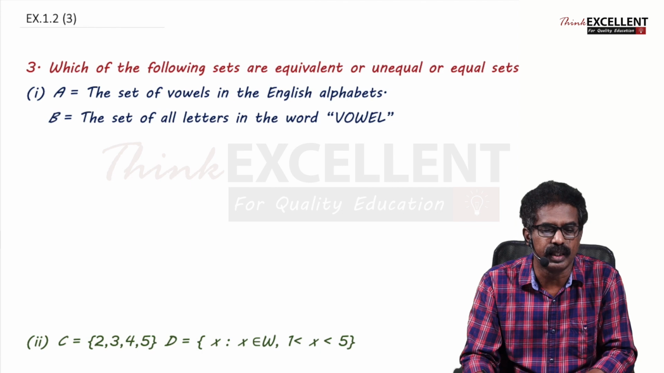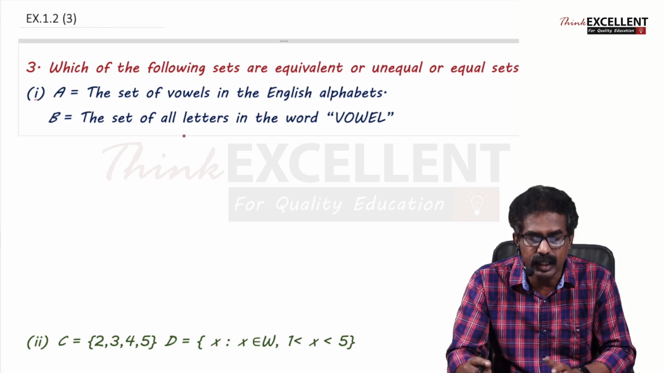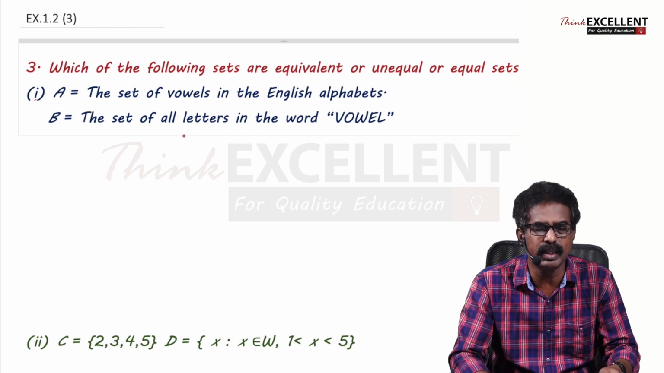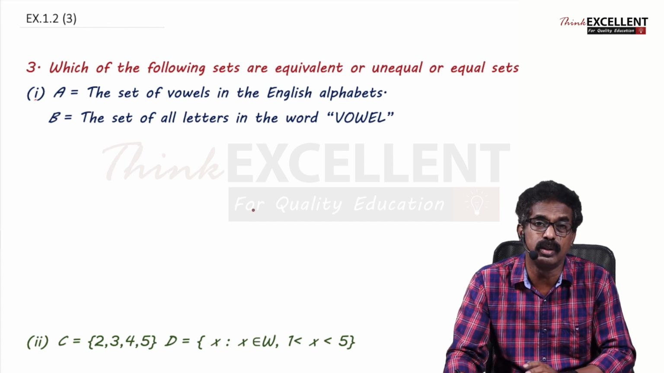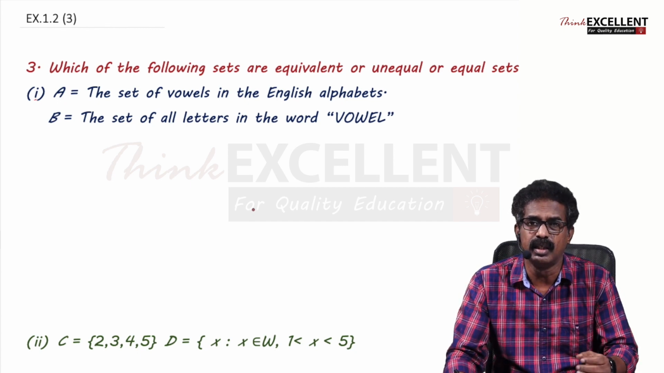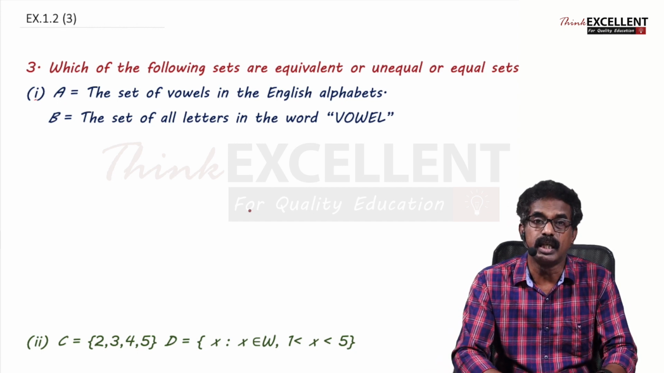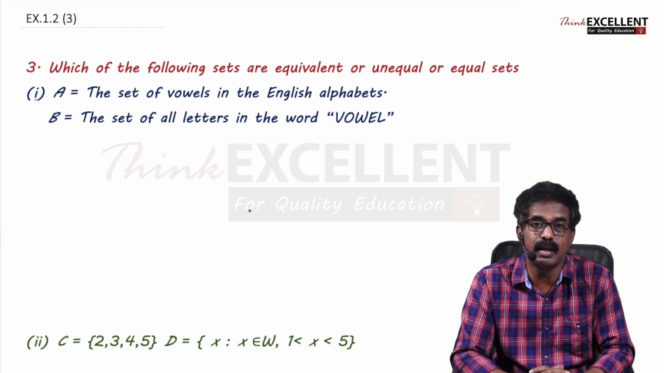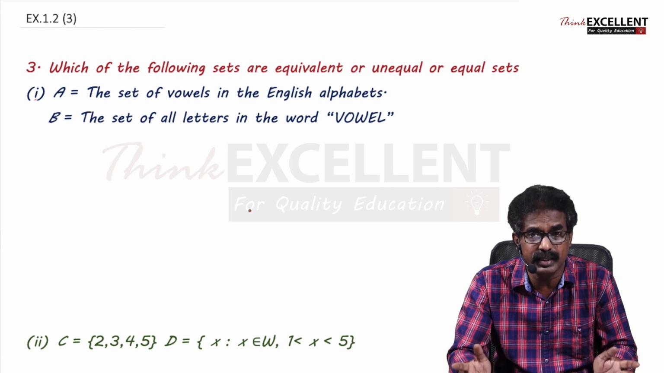Okay, now let us go for the next question. See the third one. Which of the following sets are equivalent, or unequal, or equal? So you must know the theory part, all the definitions and everything. You must know clearly the difference between equal set, equivalent set, then unequal. So equivalent set means the number of elements must be the same, right? So cardinal number, you count how many elements are there in each set. The elements need not be the same.